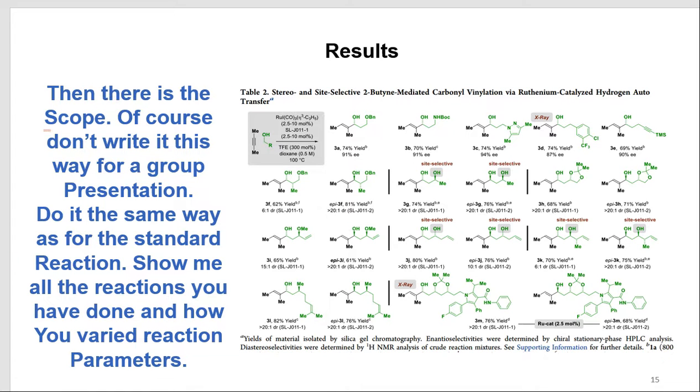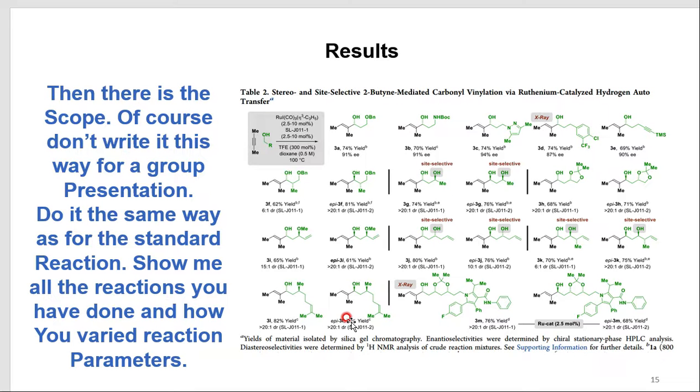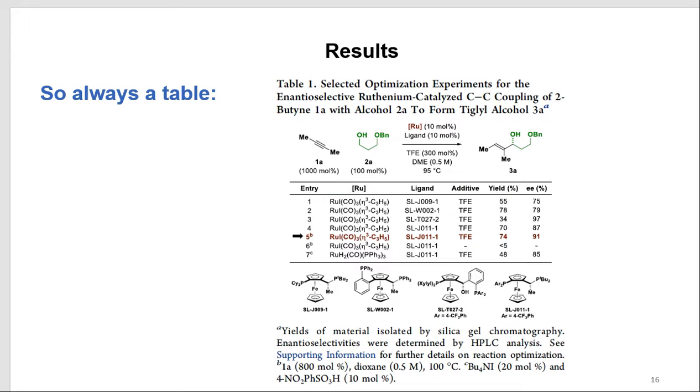Then there's obviously the scope. So you optimize your reaction, then you show the examples. Please don't show me the resume of what you did. Give me for every compound a list of all the reactions you carried out, so the parameters you changed. Because as you can see here, there's always A, the standard procedure, but then there's always a little B or a little E where the procedure was changed for one reason or another.